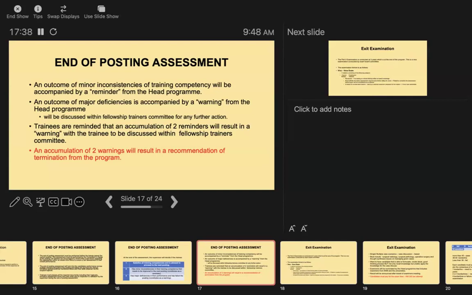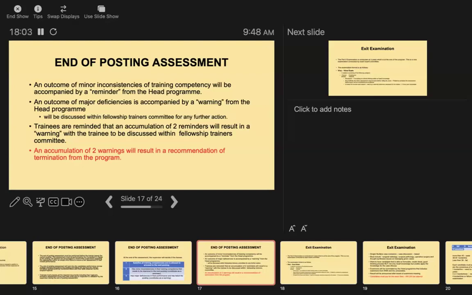Head of service ni banyak surat yang dikeluarkan. Tak tahu warna apa je surat tu. And this will be discussed also with the fellowship trainers committee for further action. Surat dah memang dapat. Tapi sama ada nak buat apa-apa action ni kita tengok juga lah. Bukanlah kita ni apa, just nak to document everything.